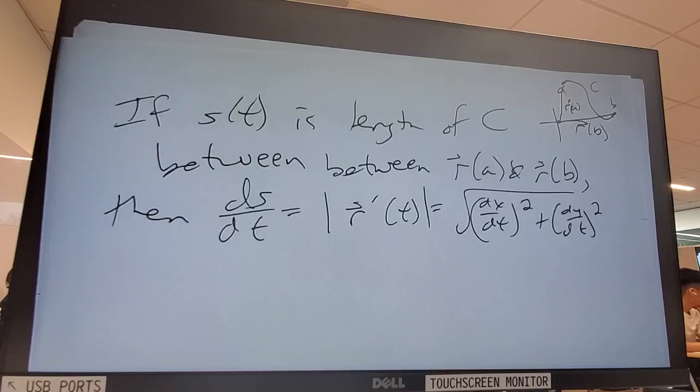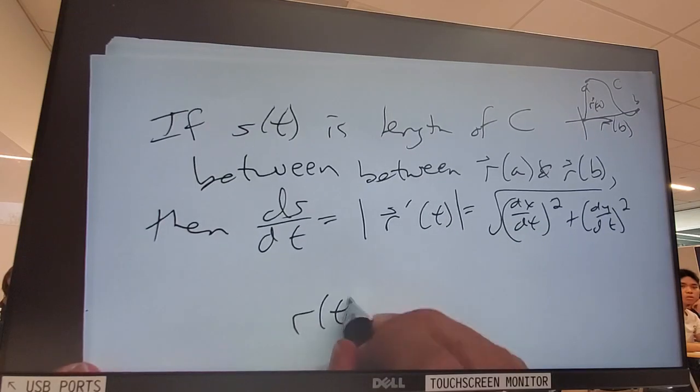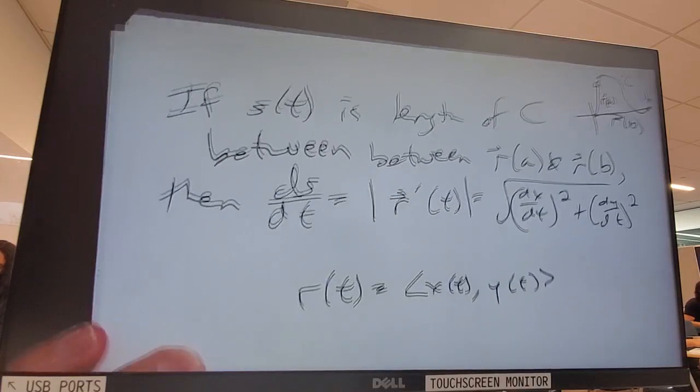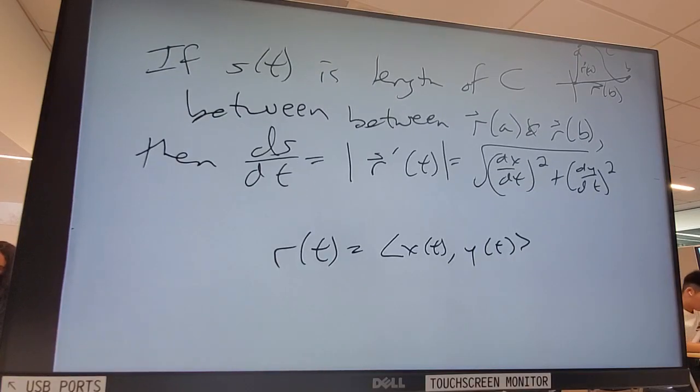R prime, well, what's r of t? It would be x of t, y of t, in 2 dimensions. You know we're going to go to 3. But in 2 dimensions, let me write this down just to remind you guys. r of t is x of t, y of t. So it could be like sine t, cosine t. We've done this kind of thing before. I've graphed it for you, yes?